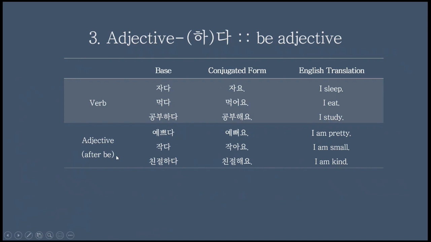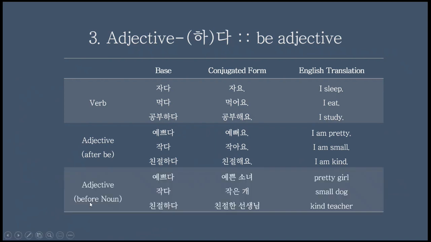However, look at this. I put adjectives that are located after be verb. Why? Because there is the other usage of adjective, like when before noun. Look at these in English example. Pretty girl, small dog, kind teacher. So these pretty, small, kind adjectives are located in front of the nouns and modify the following nouns, isn't it? In this case, we change the form. So, 예쁘다 becomes 예쁜. 작다 becomes 작은.